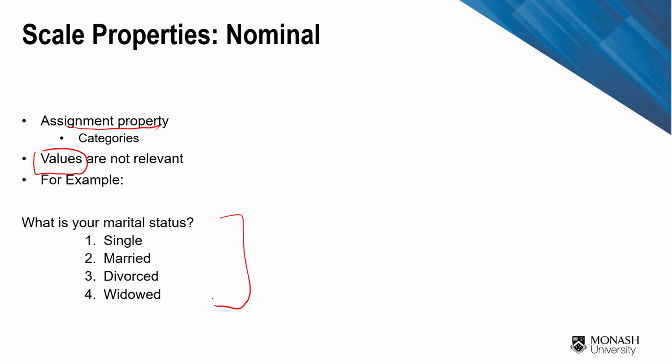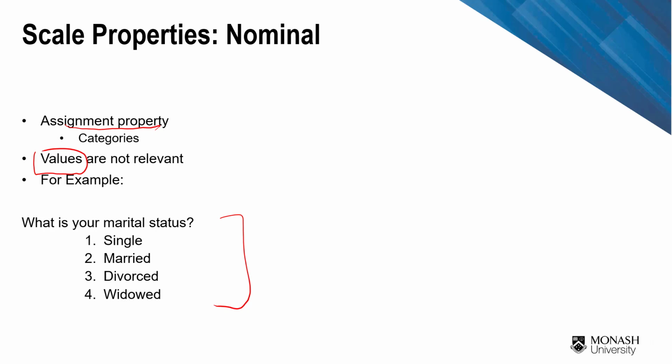The first one is single, married, divorced, and widowed. Okay. Now, I assign that to numbers, right? So 1 is for single, 2 is for married, 3 for divorced, 4 is for widowed. And as we can see here, the values are not relevant.